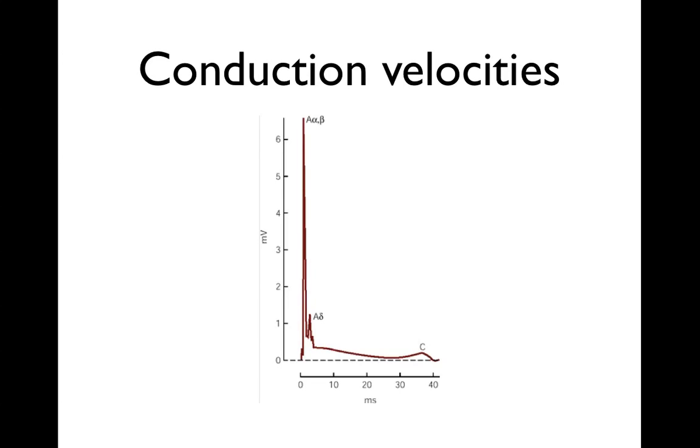Then straight away we get an A delta firing. This is not as big an amplitude, but very close to the initial A beta firing, which tells us it's got a very fast conductance. And then there's quite some distance before the C-fibre fires, or at least reaches the detector, and it's of a much lower amplitude. So C-fibres are much slower and much smaller amplitude, but that has a specific role to play, as we shall see later.